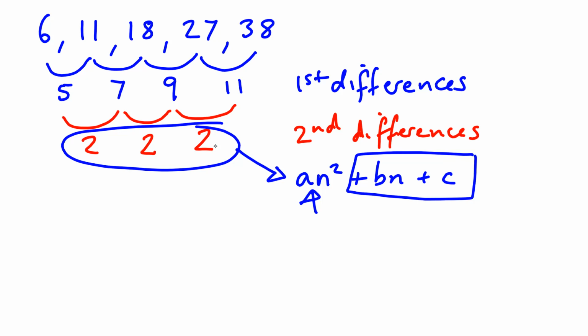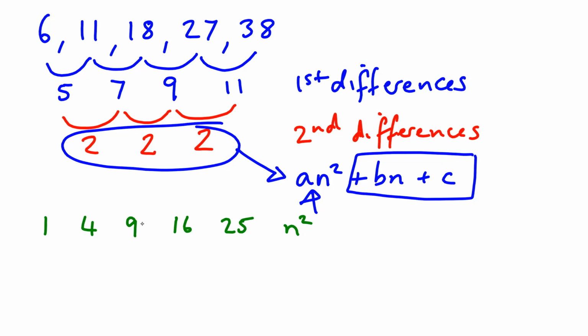If the second differences were 4, we'd start with 2n squared. If the second differences were 6, we'd start with 3n squared, and so on. So here we're going to start with 1n squared. We know that n squared would give us the sequence 1, 4, 9, 16, 25, because they're the square numbers. It would give us this sequence here. Obviously 1 times 1, 2 times 2, 3 times 3, and so on.